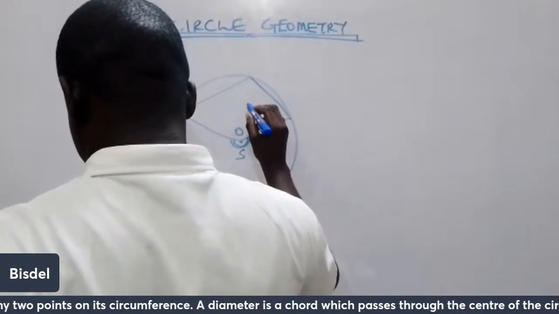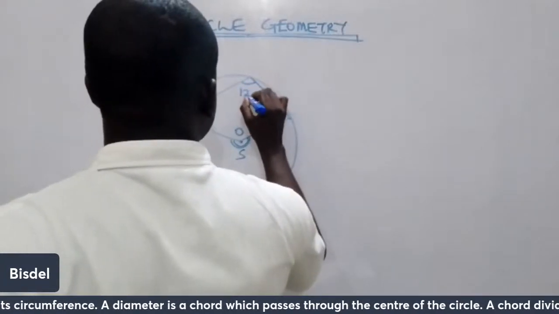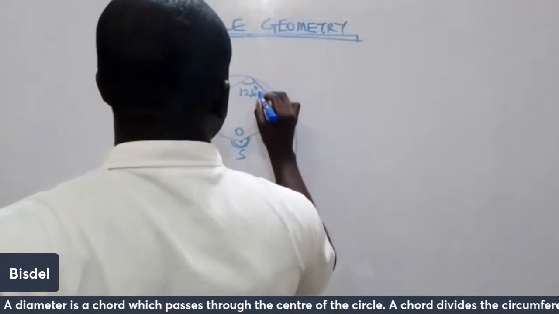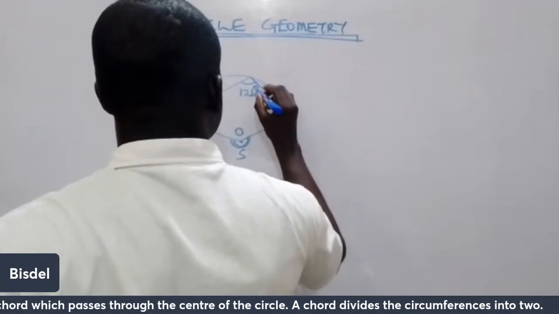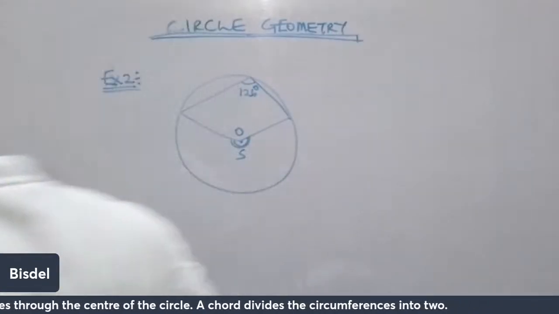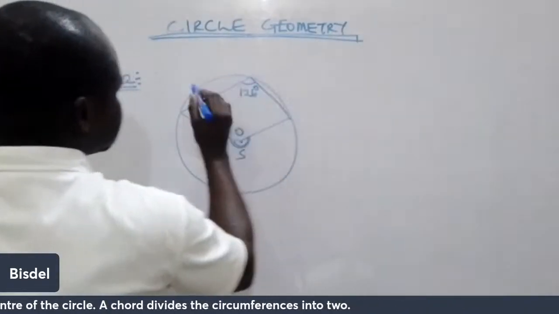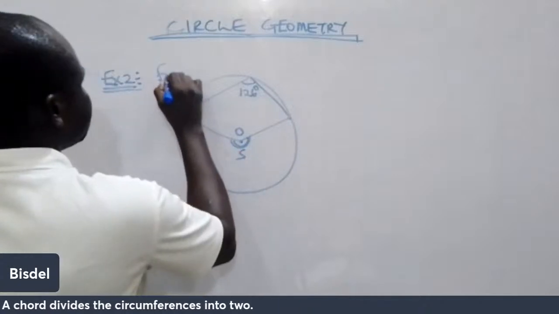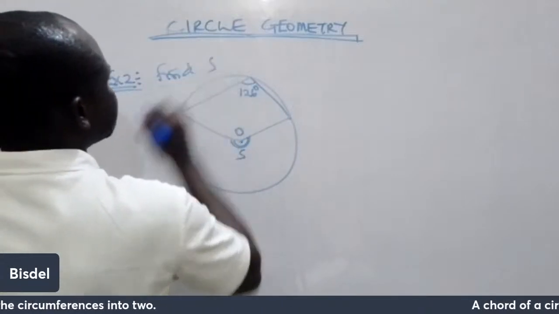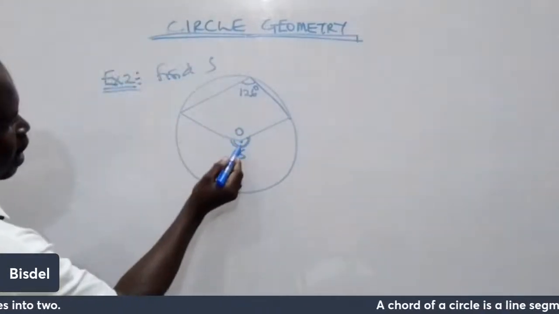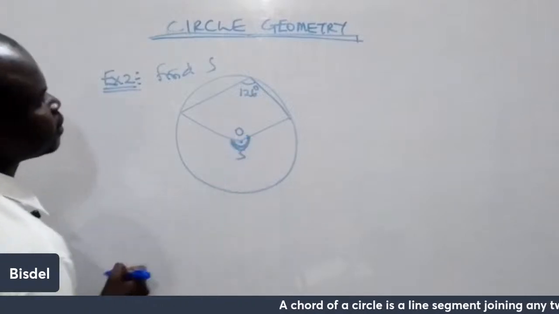So this is the center. Then this angle is 126 degrees. This 126 degrees. So we want to find the lettered angle x. We want to find x in this case. That is, we want to find this angle, denoted as x.